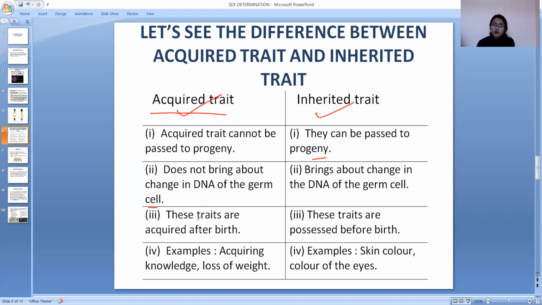Acquired characters or acquired traits are acquired after birth, while the traits which are inherited are possessed before birth. For example, acquired knowledge, for example, loss of weight, piercing, आप कानों में piercing कराते हो, nose में piercing कराते हो, that is an acquired character. Inherited means skin color, color of an eye, so and so forth, right?